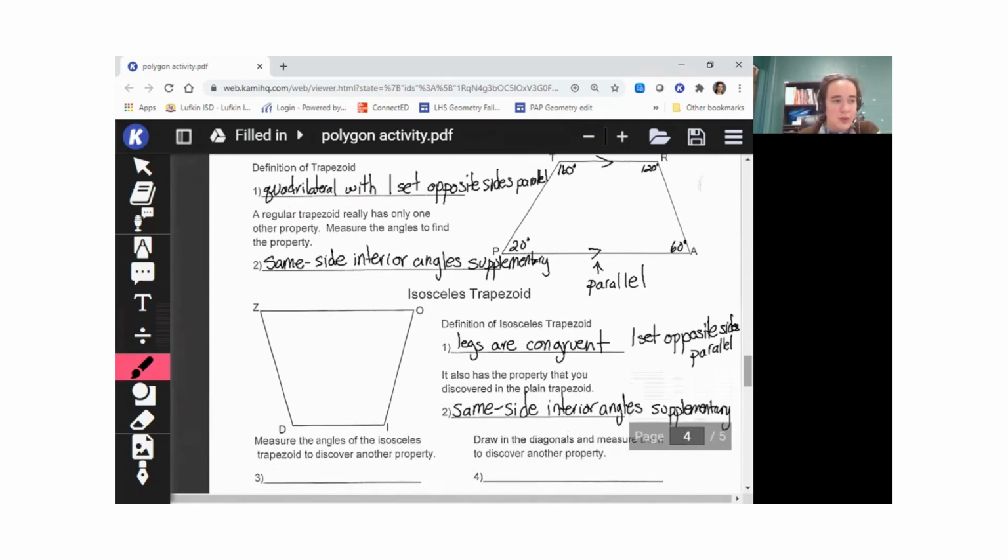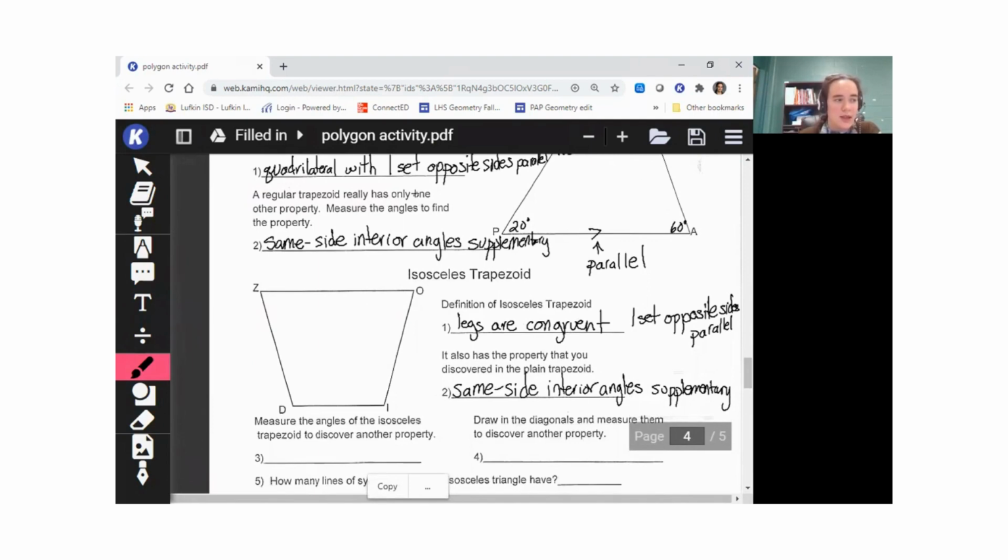The other properties you know when you have an isosceles trapezoid: the first one can be found by measuring the angles in your trapezoid. So if Z was 40 degrees, that means O would also be 40 degrees. And these are supplementary angles, so that would mean D would have to be 140 degrees and I would have to be 140 degrees. So you have base angles that are congruent, and you have two sets of base angles that are congruent.